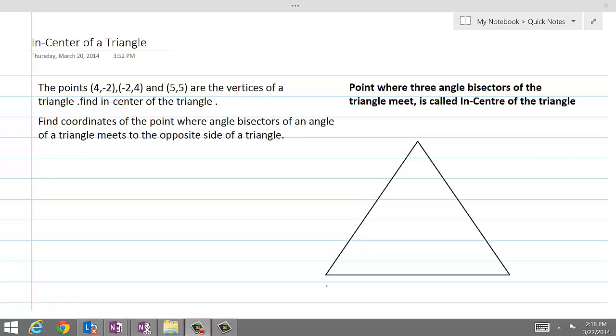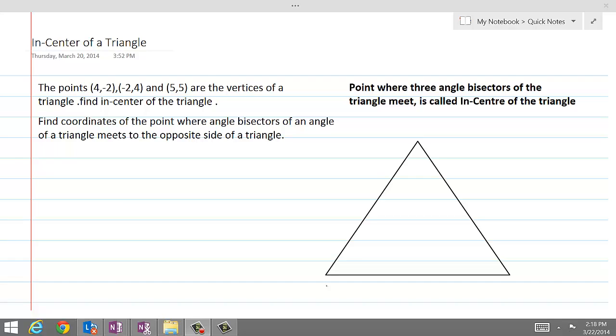The incenter of a triangle is the second of the four centers of a triangle and is defined as the point of intersection of the angle bisectors of the triangle. Let's get started with this triangle where we have three vertices with given coordinates.